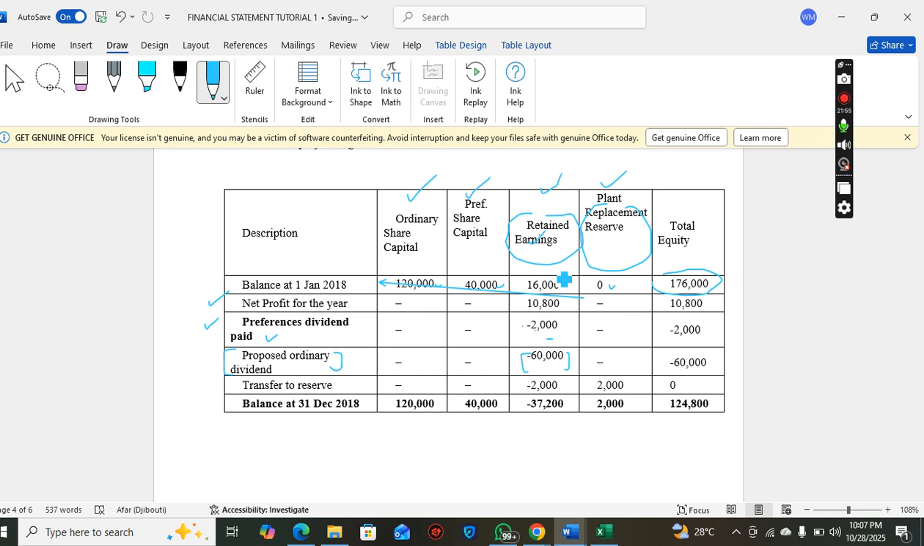Then remember they told us that we have to create a plant reserve. 2,000 has been set aside for a plant reserve, so that 2,000 is also being removed from the retained earnings. That's why we're saying minus 2,000. All these in the negatives, they're just saying this is coming out from this account.